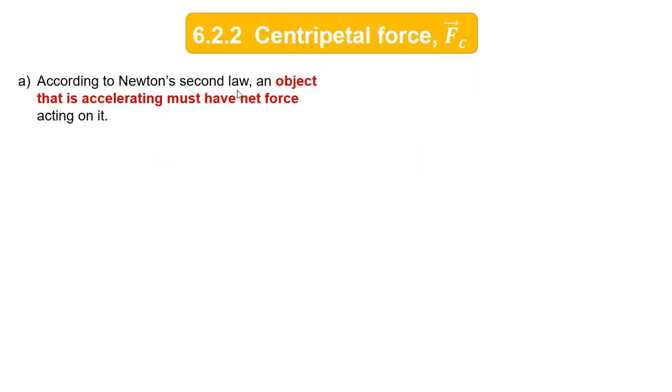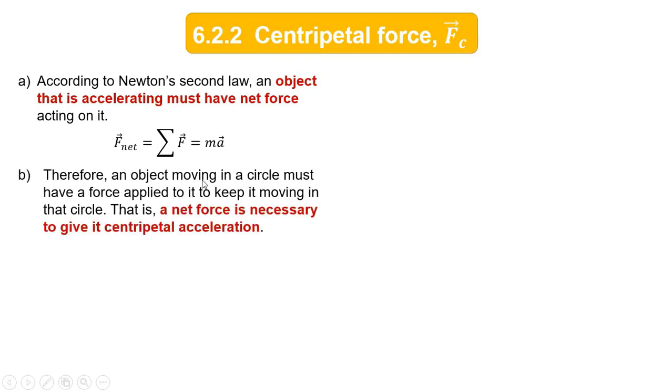According to Newton's second law, an object that is accelerating must have a net force acting on it. F net equal to summation of F equal to ma. Therefore, an object moving in a circle must have a force applied to it to keep it moving in that circle. That is, a net force is necessary to give its centripetal acceleration.